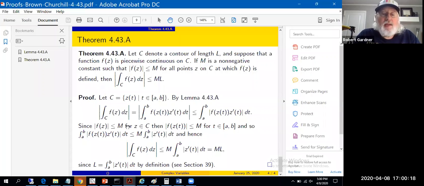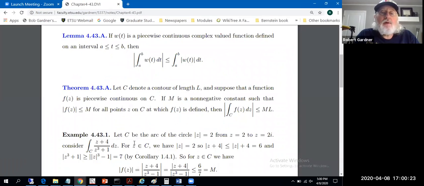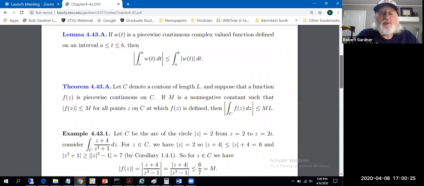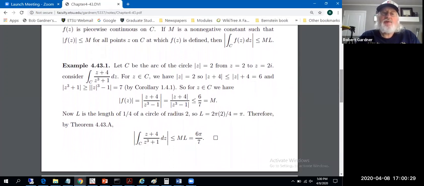So let's use that in some examples. We're going to get bounds on integrals. These could come in homework exercises that say show the following integral is bounded by the given bound. Here we're given an integral and we're looking for a bound. Let C be the arc of the circle mod z equals 2 from z equals 2 to 2i.